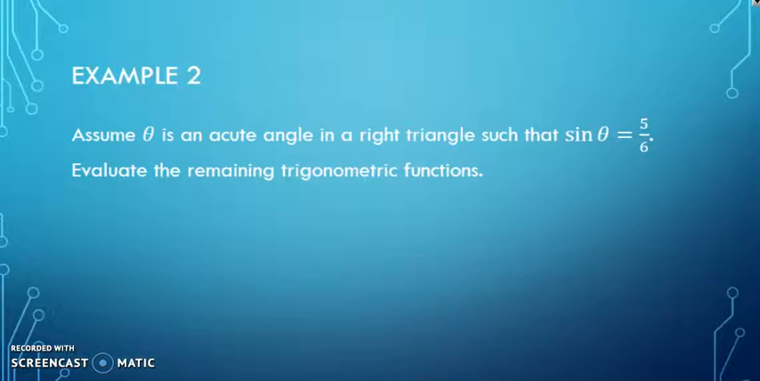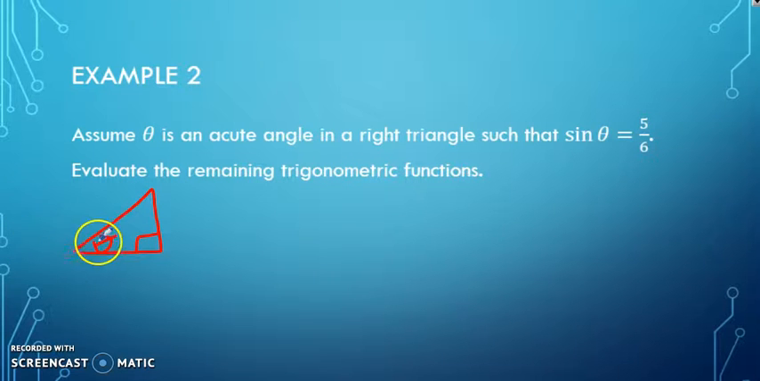Now our last example is giving us one of the trig functions, and they'll give you different ones. It's not always going to be sine that they give you. You just have to remember the rule for each of them. They tell us to assume that theta is an acute angle. In case you've forgotten what an acute angle is, that just means that the angle is less than 90 degrees. So we're going to have a triangle that we should be able to draw out of the given information. And then we're going to have a theta in there somewhere, and there will be a right angle.